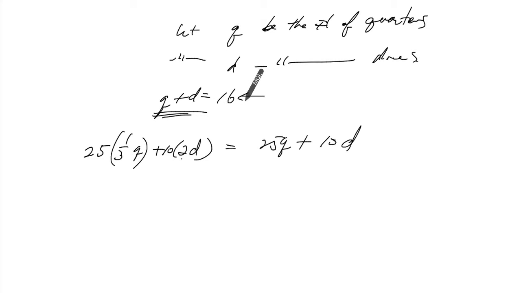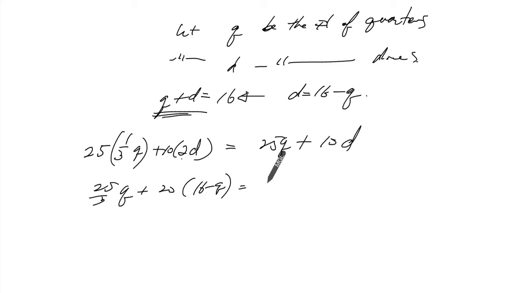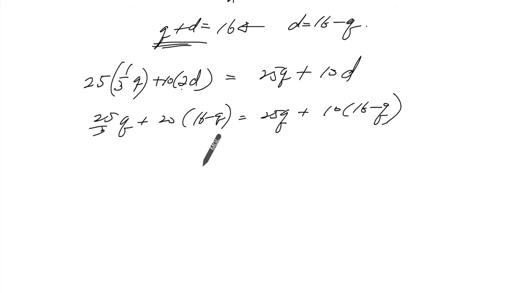By using this fact here, we can isolate D. So D is actually 16 minus the number of quarters. So this is 25 over 3 Q plus 20D, and I'm going to replace D with 16 minus Q. Now we only have one unknown and we can solve for this.